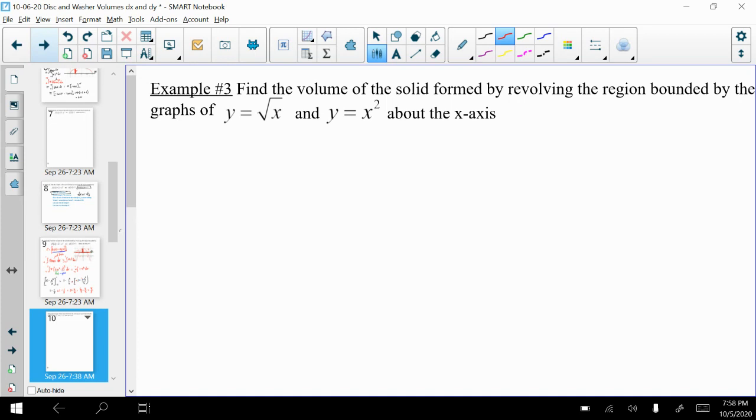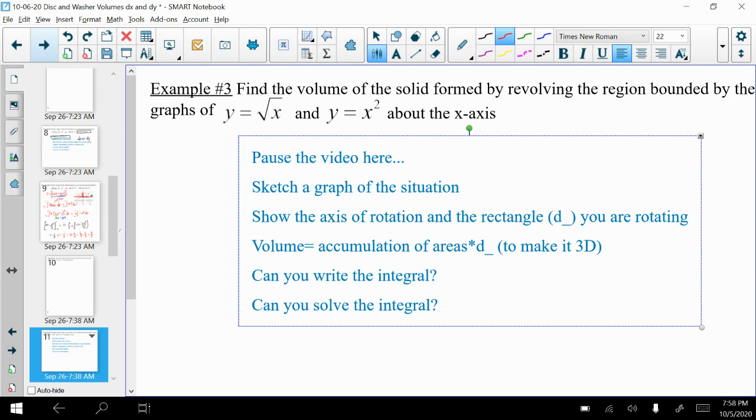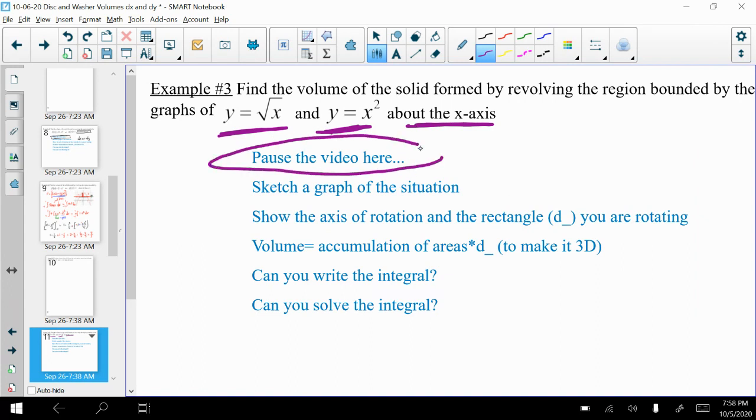Okay, so we have this function. So we're going to always start the same way. We're going to start by drawing our graphs, and you can use Desmos if you need to. It's y equals square root of x, y equals x squared. And then we're going to rotate around the x-axis. So let's pause our video. Let's take a minute, set up the situation, try this problem, then you know what to do.